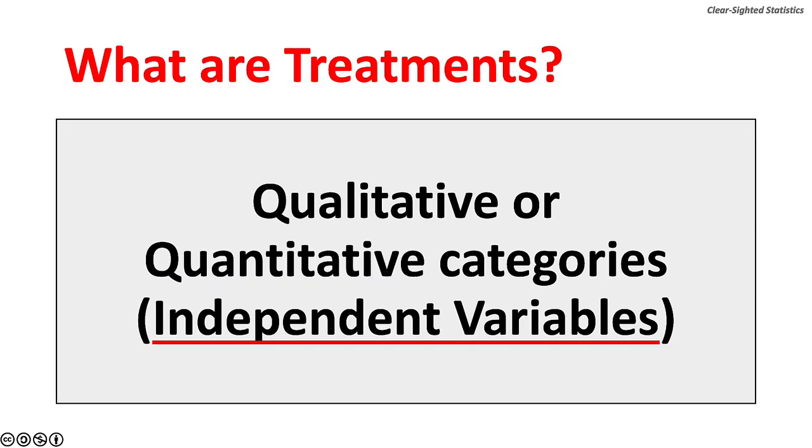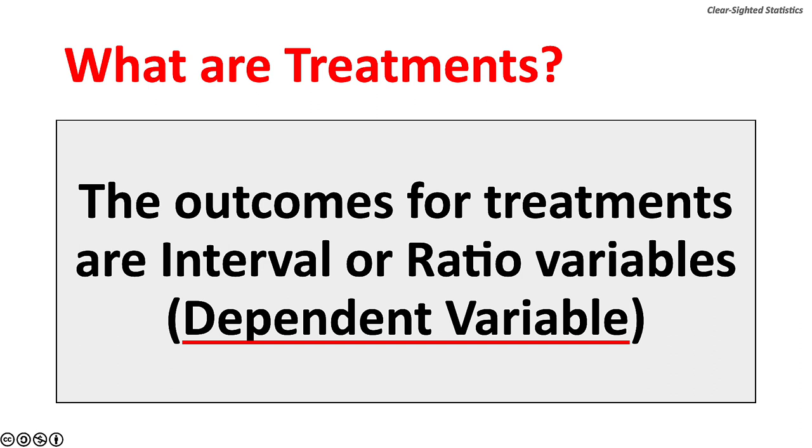What are treatments? Treatments are either qualitative or quantitative categories. Treatments are also considered the independent or predictor variables. ANOVA requires at least 2 treatments, although most ANOVA tests have 3 or more treatments. The outcomes or measurements of the treatments are quantitative, interval or ratio variables. These measures are considered the dependent or response variables.